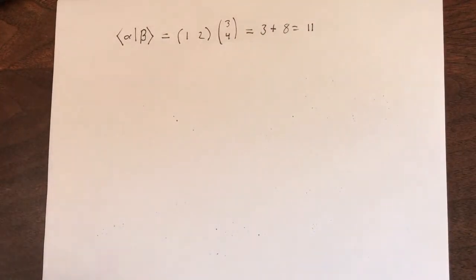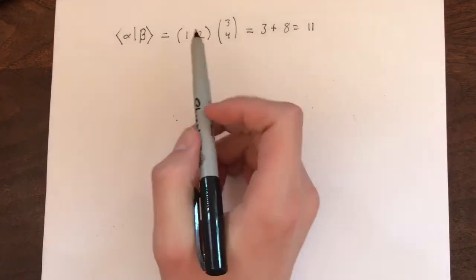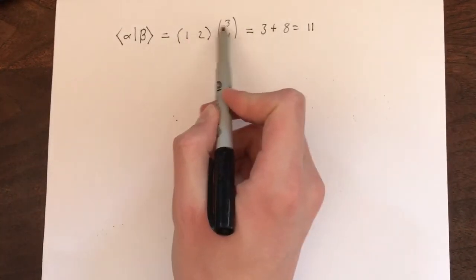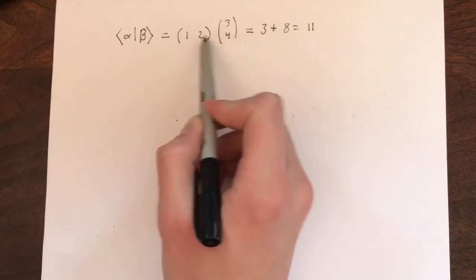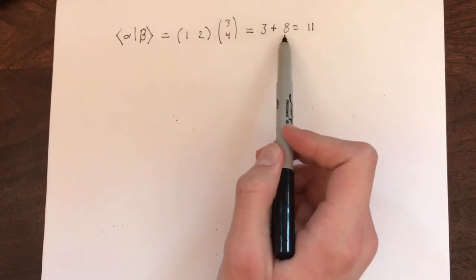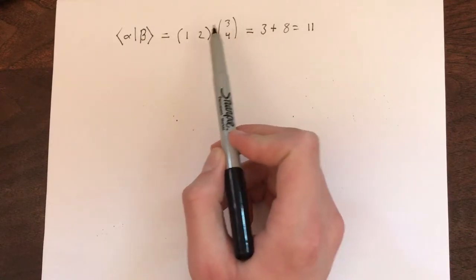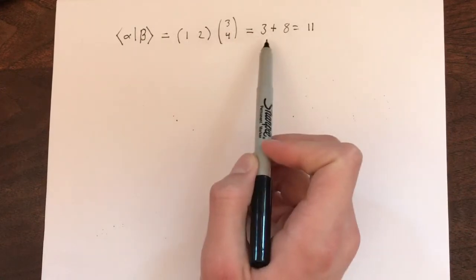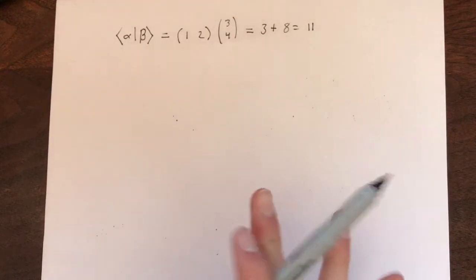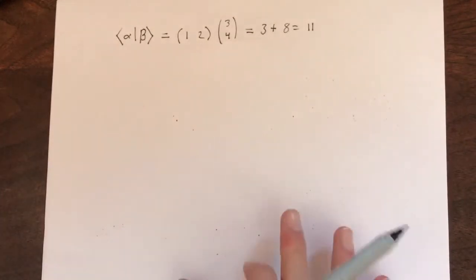So this is essentially the same rule as for dot products. You take the corresponding components of each vector, multiply them, and then add those products together. So this would be multiplying the x components, multiplying the y components, and then adding those two, as you would in a dot product. This is just the analogy of it for quantum mechanics.